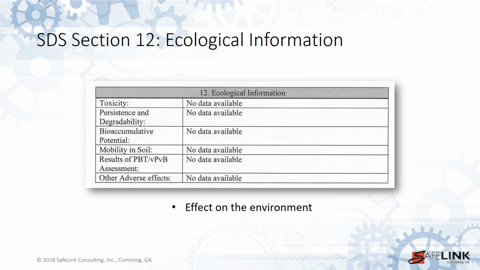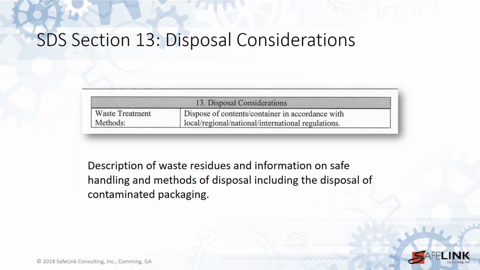Section 12 is ecological information. It includes information on the chemical's effect on the environment. Section 13 is for disposal considerations. It is a description of waste residues and information on their safe handling and methods of disposal, including the disposal of any contaminated packaging. This would apply to the corrosives and flammables that may be used in your facility.